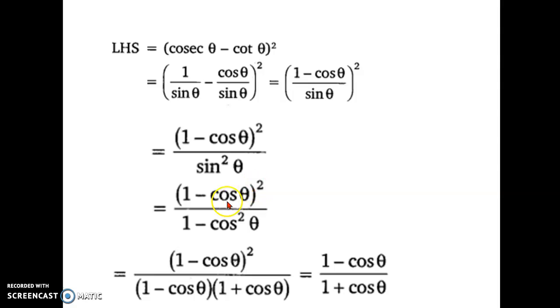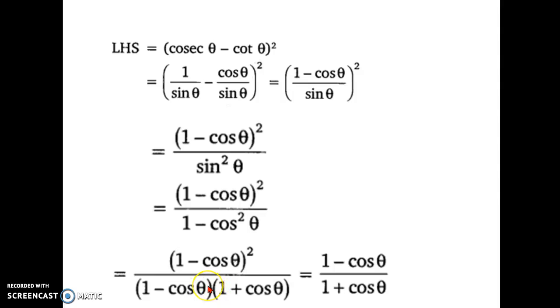So this, how to write it? This is of the form a square minus b square. Okay. So what is a square minus b square? It is a plus b into a minus b. Okay. So that's why I am writing a plus b and a minus b. So 1 minus cos theta, 1 plus cos theta. Okay. So and this is in square, that is 1 minus cos theta into 1 minus cos theta.